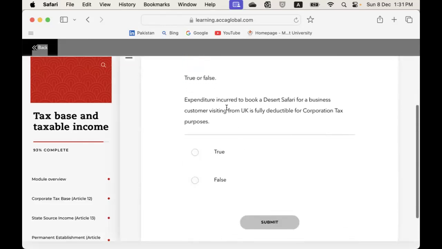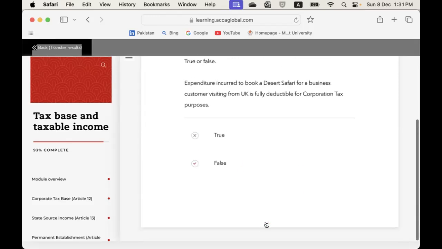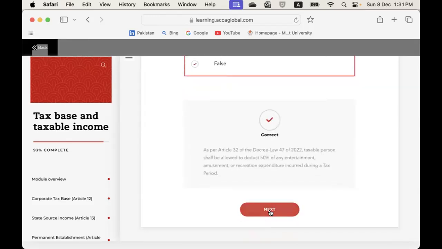True or false? Expenditure incurred to book a desert safari for a business customer, not staff, visiting from UK is fully deductible for corporate tax purposes. False. Only 50%. Correct.